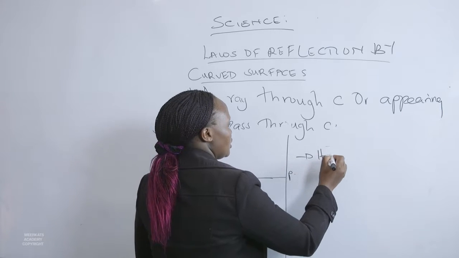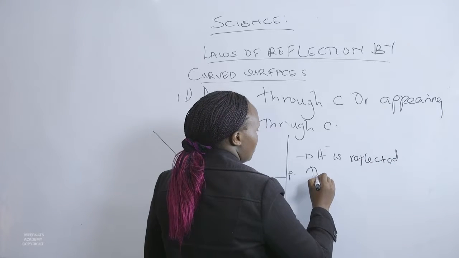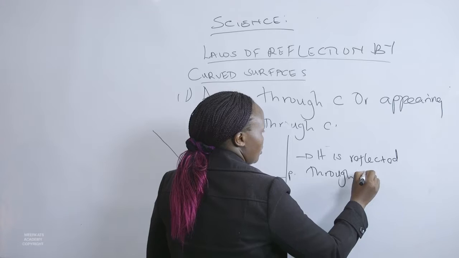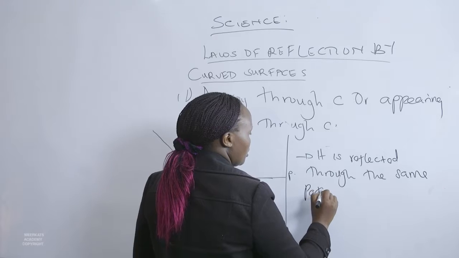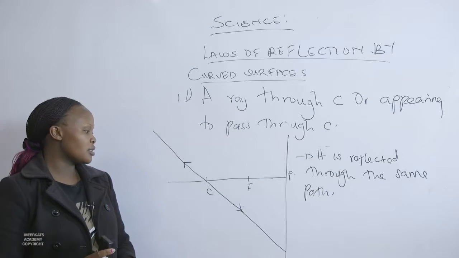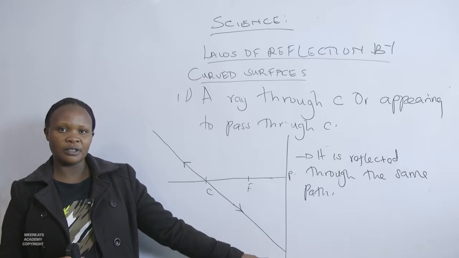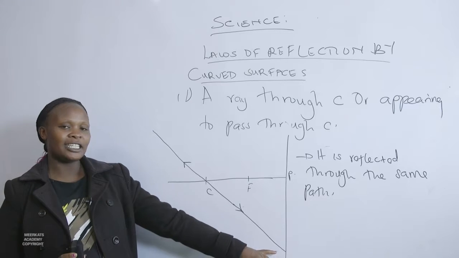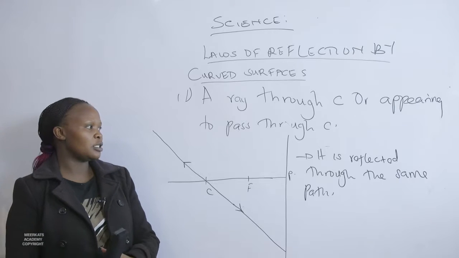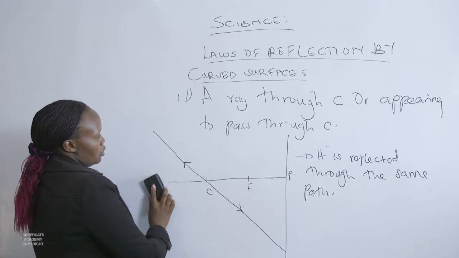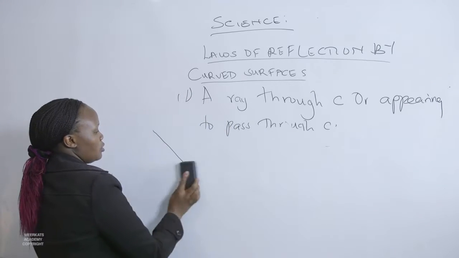Therefore, it is reflected through the same path. That means when it falls on our reflecting surface, it will bounce back but maintain its original route. That is our law number one.